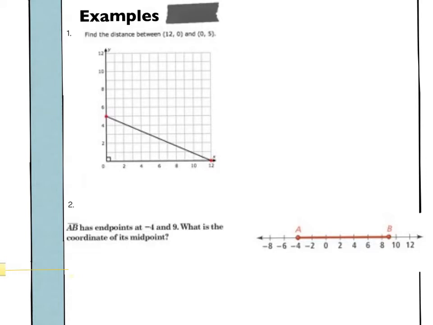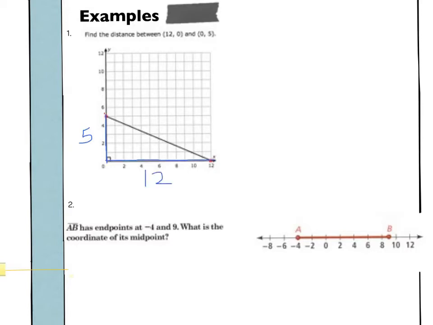Okay, let's try an example. This is an example actually from my Excel where we're finding the distance between 2 points. The first point is (12, 0), and the second point is (0, 5). So I'm going to draw on the vertical here, and it looks like the vertical is a distance of 5. I'm going to draw on the horizontal, which we clearly see is a distance of 12.